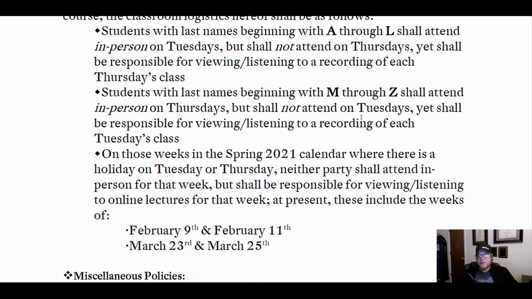What I'll do on those weeks, and I have them listed here, is the week of February 9th and February 11th, and the week of March 23rd and 25th, where one of those days we have off. So neither team, if you will, needs to show up. You'll have some stuff that you'll need to do online, where I'll be doing a recording similar to what I'm doing here, that you'll look at for those weeks.